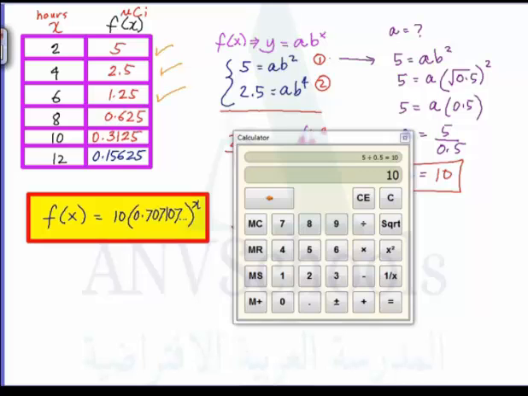If our x is equal to 8, that gives us 0.625. So we are confirmed on f of x if x is equal to 8. What if it is 12? So x is 12, that gives us 0.15625. So we are actually correct on our f of x values.